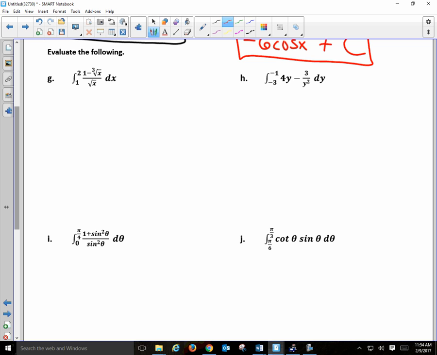The integral from 1 to 2 of 1 minus the cubed root of x over the square root of x. Is this an indefinite integral or a definite integral? Definite, so I will actually have to evaluate it. I'm going to rewrite this as the integral from 1 to 2 of 1 over the root of x minus the cubed root of x over the square root of x dx. Just make sure you continue to write the proper notation.